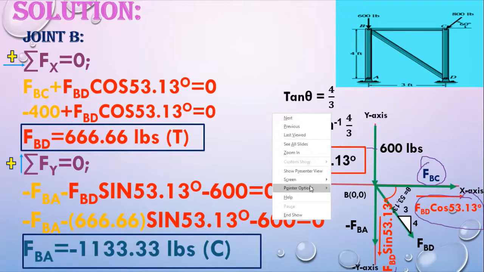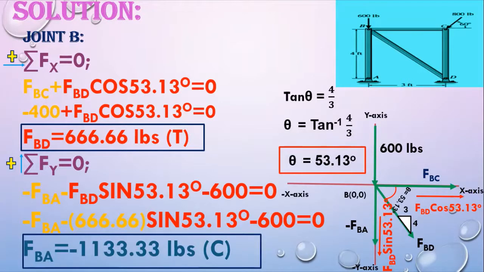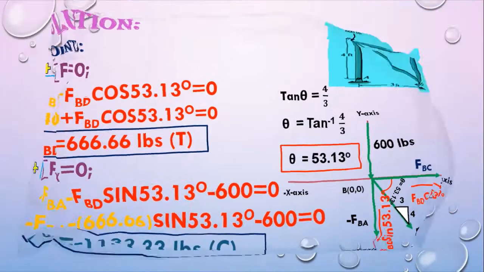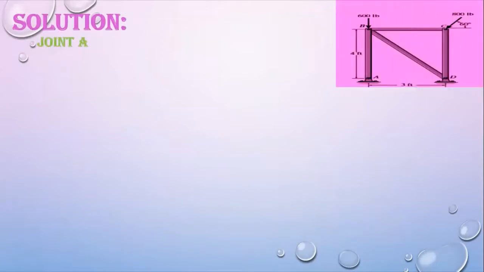I have done it for the explanation, so let me erase it. Now you can see we are moving towards another slide. We are moving towards joint A.